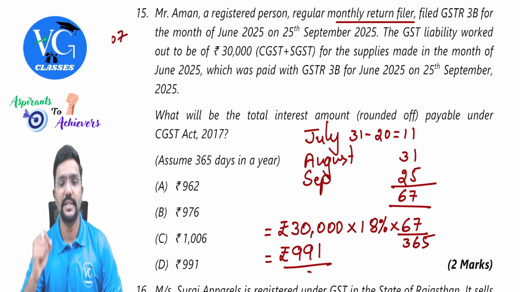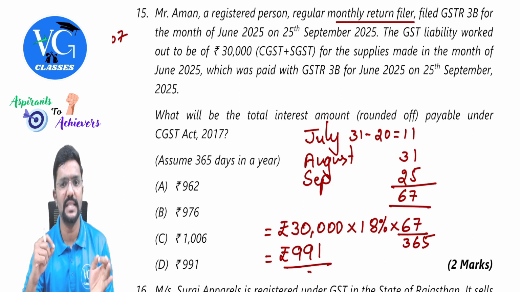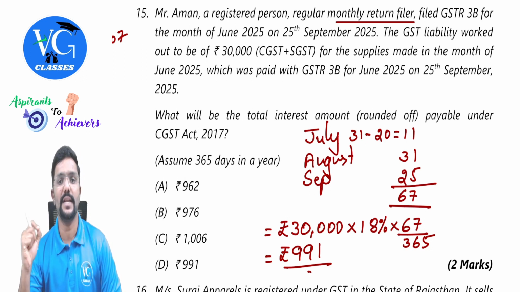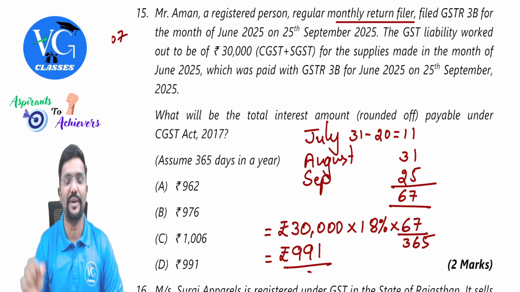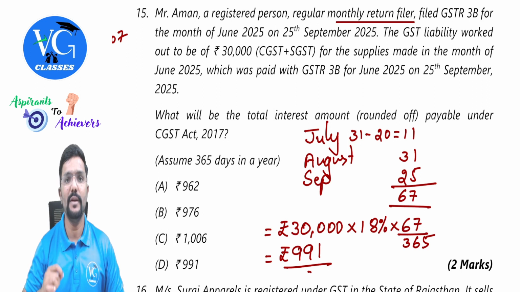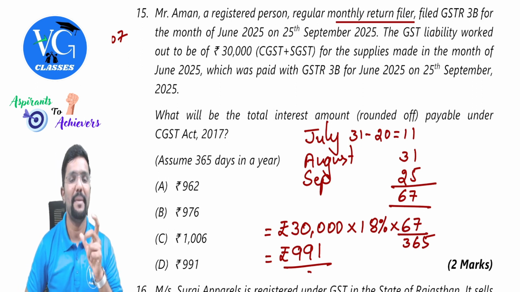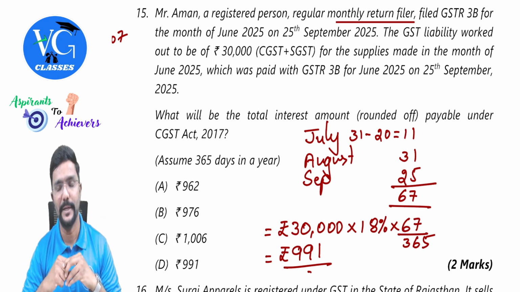The GST liability worked out to be 30,000, that is CGST plus SGST for the supplies made in the month of June, which was paid with GSTR 3B for June 2025 on 25th September 2025. Guys, when there is a delay in payment of tax, there will be an interest at 18% per annum as per section 50. But on what amount, sir? Is it on gross tax liability or is it on net tax liability?